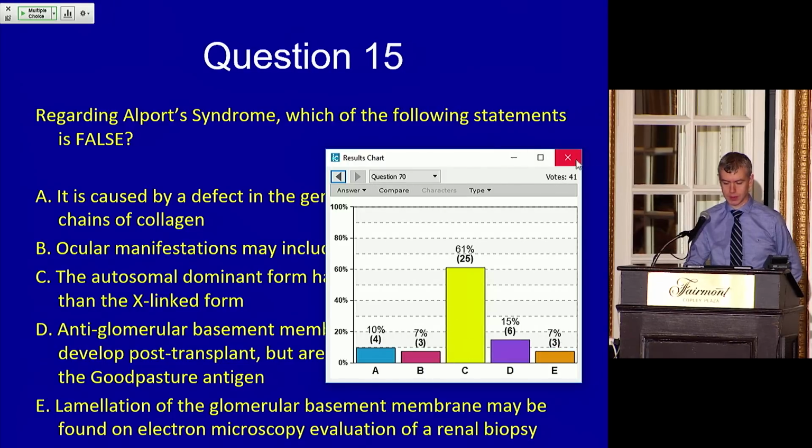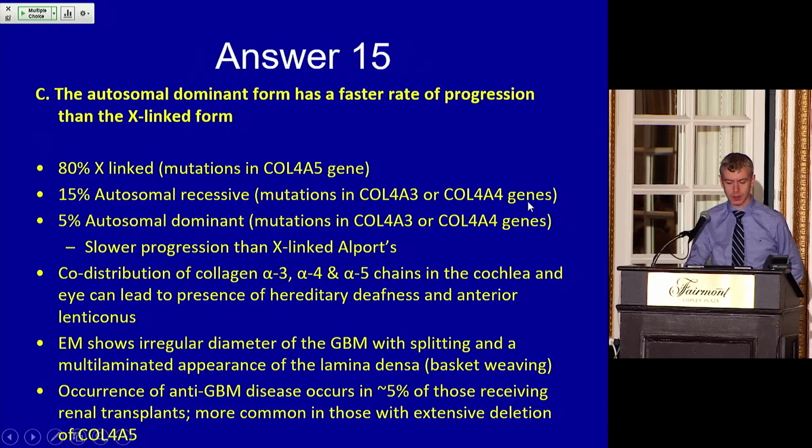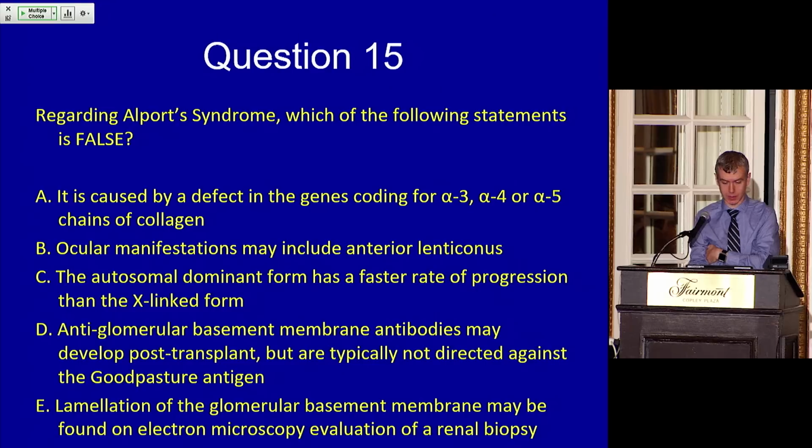So most people choosing C here. And C is the correct answer. So the autosomal dominant form has a faster rate of progression than the X-linked form. That is the correct answer because it's false.